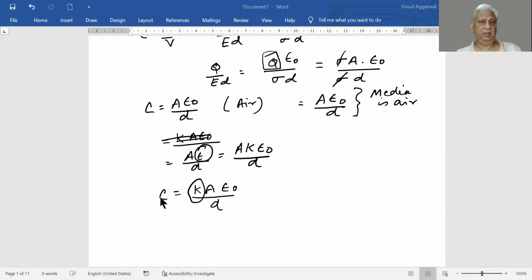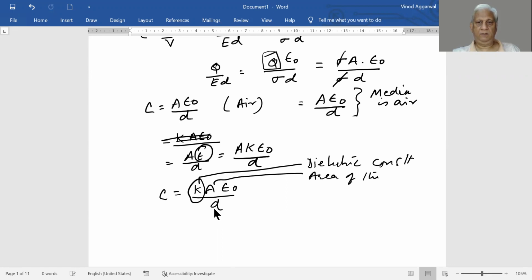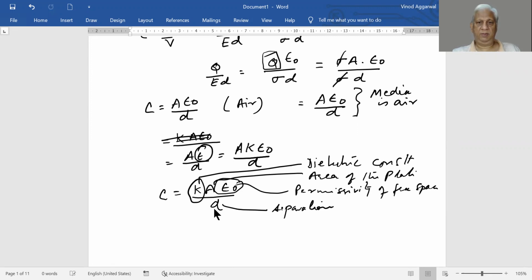Just to reiterate once again, capacitance is defined as K A epsilon naught by D, where K is the dielectric constant, A is the area of the plate, epsilon naught is the permittivity of free space, and D is the separation between plates.